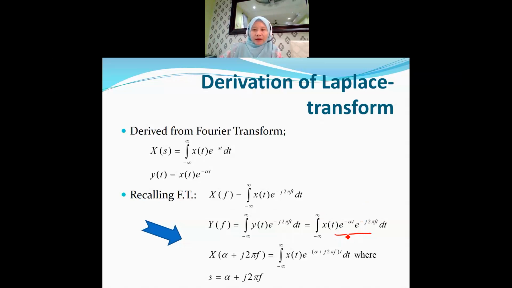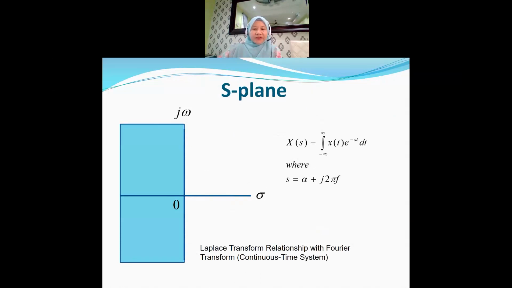Okay, this is because we have y(t) equals x(t) e to the negative alpha t. So put it in the equation, and it becomes like this. As we know, s equals alpha plus j 2 pi f. This is from the relationship of Laplace transform with Fourier transform. If we look at the S plane, we have sigma and j 2 pi f. So this is the S plane in Laplace transform.